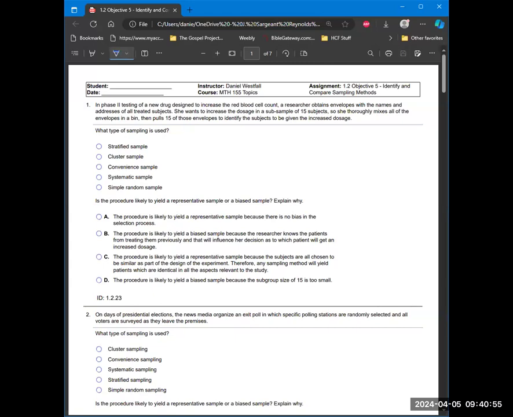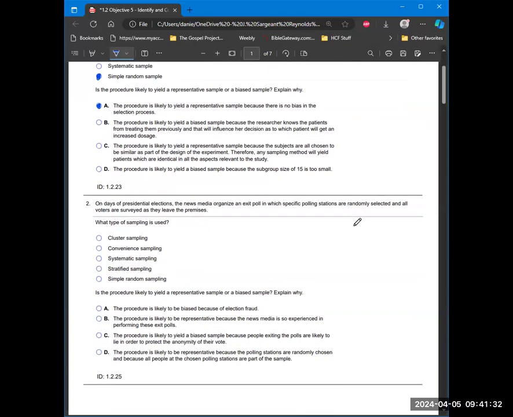That is a simple random sample. And the way we know it's a simple random sample is that the procedure is likely to yield a representative sample because there's no bias in the selection process. Everyone had an equally likely chance of being chosen. That's what makes it a simple random sample. And that's a very good way to get a representative sample that doesn't have biases, to make sure you have a process where everyone has an equally likely chance of getting chosen.